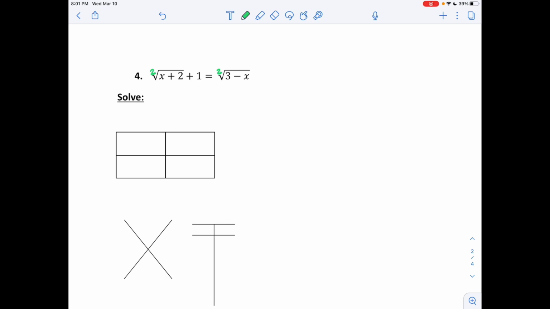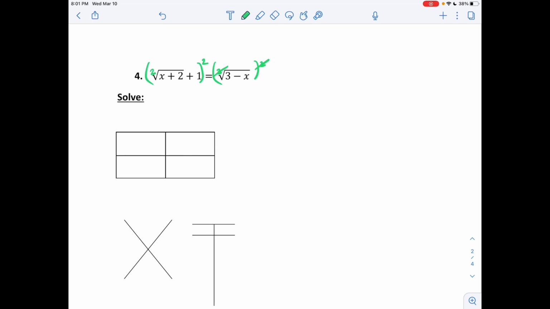Let's go ahead and use squares to undo square roots. So the square root and the squared cancel on this side, but I can't cancel it on this side because I have a square root here, but I don't have one here. So I'm actually going to have to do the squaring on this side and then see where that takes me.